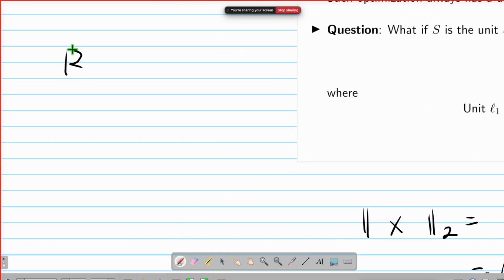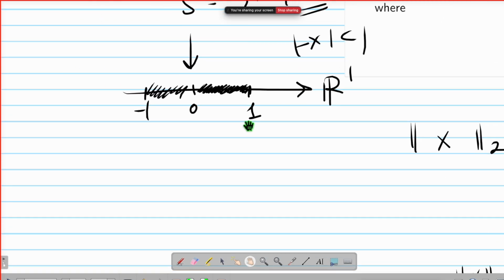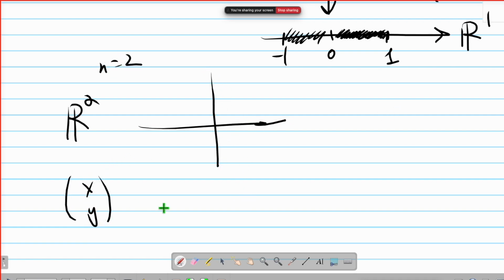So suppose I have R1, one-dimensional case. Then my x is just one number, right? So if my S is all the x such that the absolute value of x is smaller than 1, then for one dimension, it's just a line segment. Then what about two dimensions? So if I have R2, so n is 2, then I have two-dimensional space. Two-dimensional space means I have x, y, right? L1 norm is what? Absolute value x plus absolute value y, right?